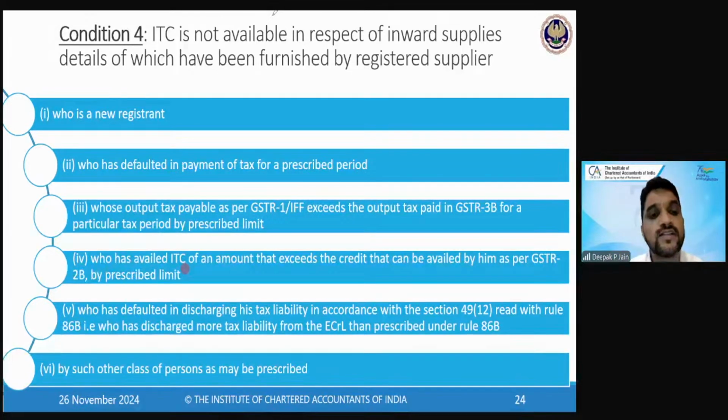Point number 4, an example: credit 1 lakh rupees in your 2B. You have claimed 1,50,000 rupees. So you're discharging your outward liability with the credit, which is not your credit. So in such case, it becomes a defaulter.